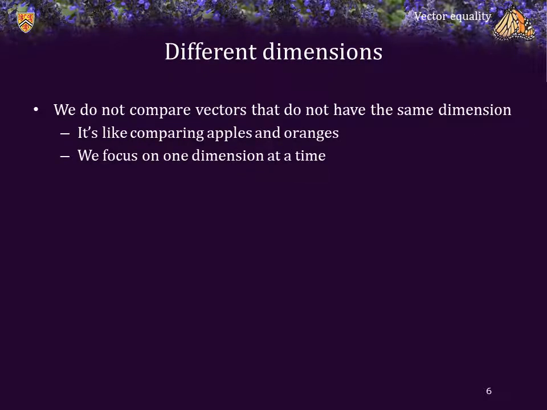Now, note, we are not going to compare vectors that do not have the same dimension. It's like comparing apples and oranges. We are going to be focusing on vectors within one dimension at the same time. Either we're dealing with 7-dimensional vectors, or we're dealing with 5-dimensional vectors, or 1,000,000-dimensional vectors. But we're not going to be comparing 3-dimensional and 7-dimensional vectors.